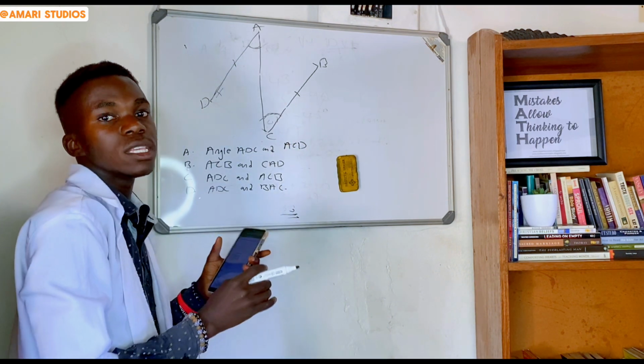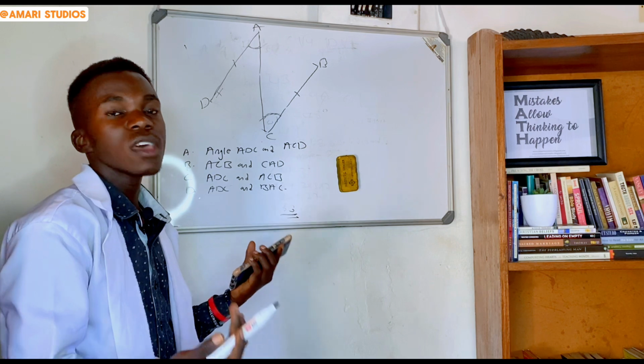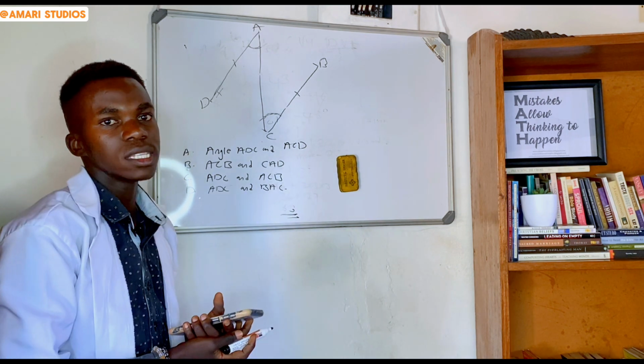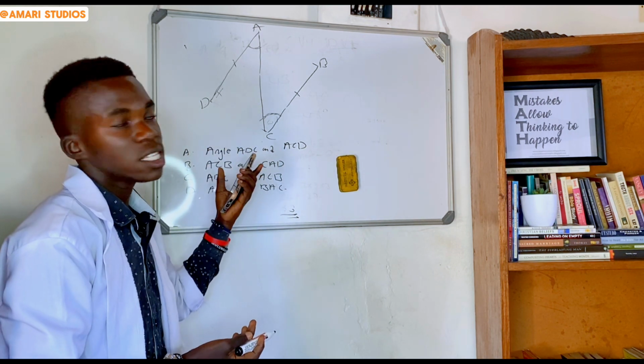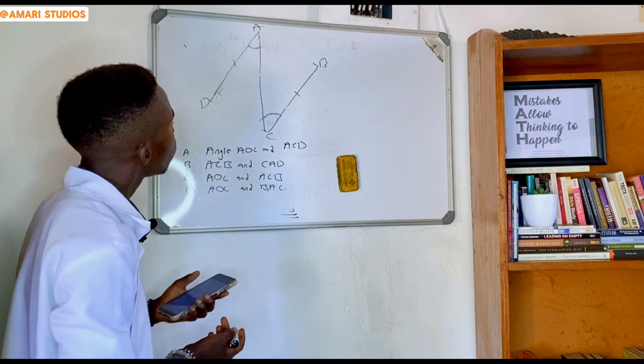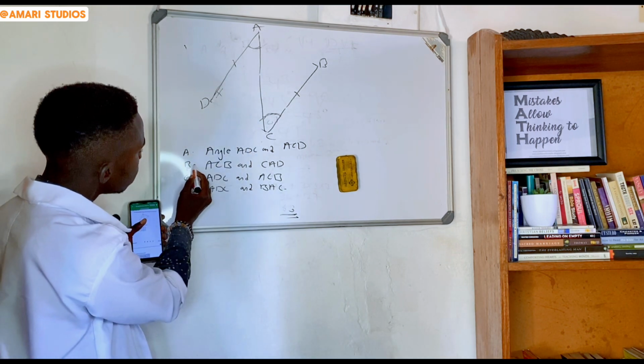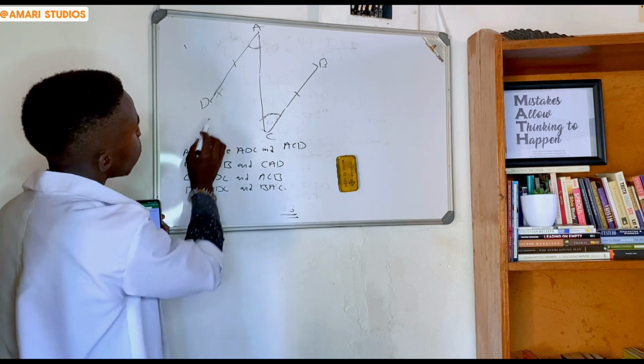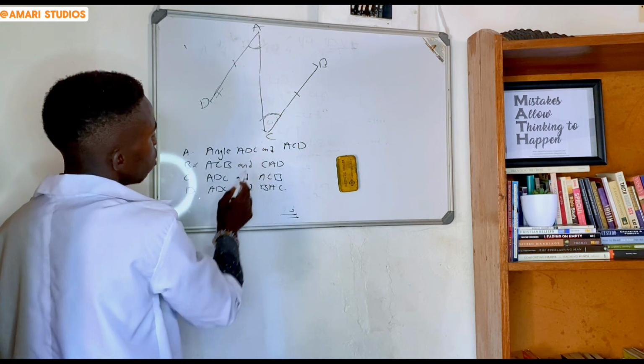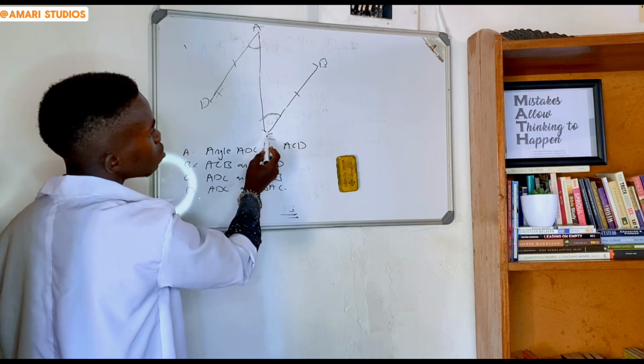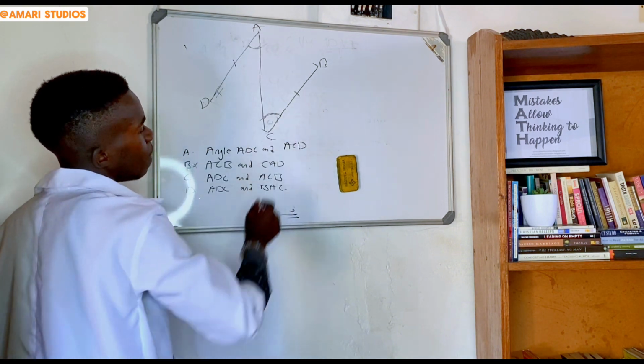That's the rule when you are dealing with angles in parallel lines. We call them alternate angles, and alternate angles are always equal. So our answer here is supposed to be B. Why? Because DAC, which is CAD, is also equal to ACB.